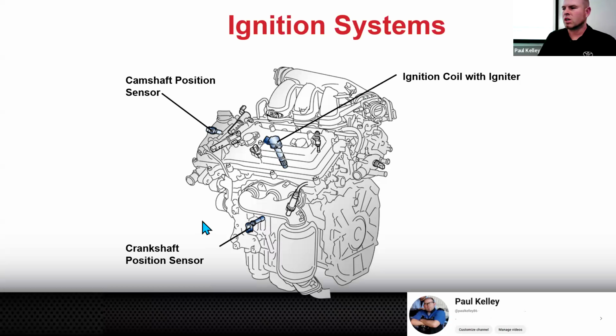One of the things that we're going to cover is what controls the coils. And generally, that's going to be the ECU. But how does the ECU know exactly what position the crankshaft's in? That's going to be the crankshaft position sensor down here, right? So there's a lot of little pieces that go into the ignition system on a fairly modern engine like this.